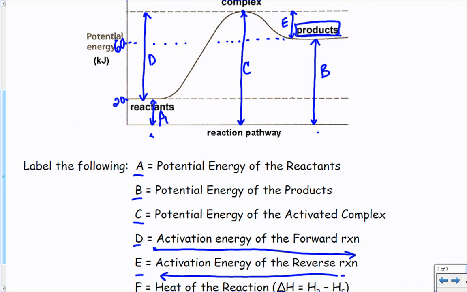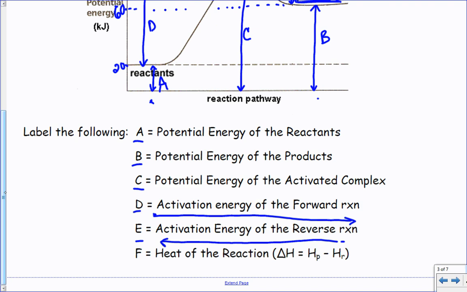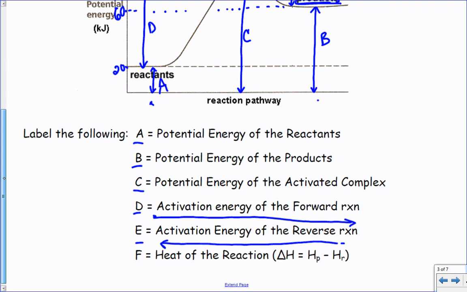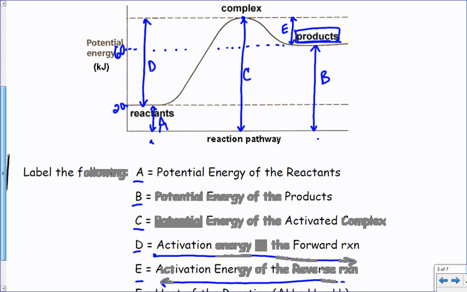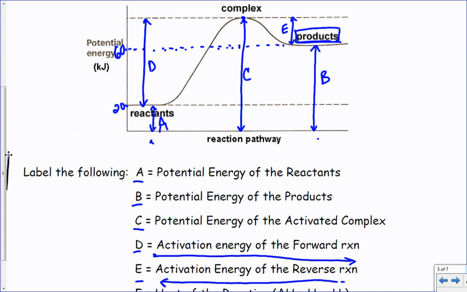F, the most important of all of them, the heat of reaction, delta H, which is the products minus the reactants every time. So that is going to be from this dotted line of the products to this dotted line of the reactants, and we will draw that here. This is, in this case, F or delta H.